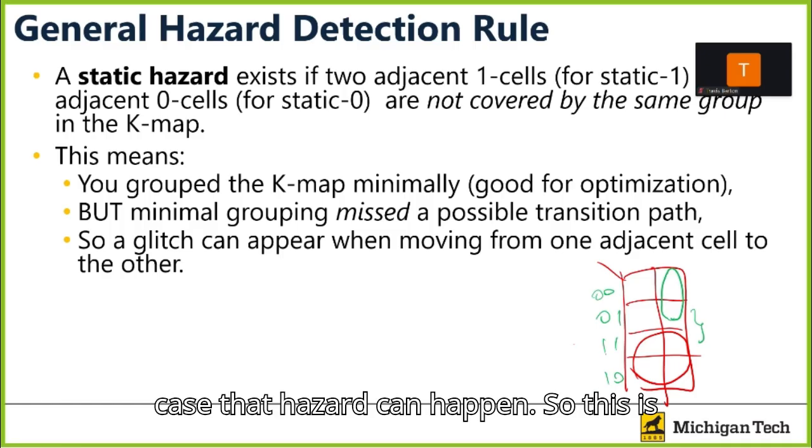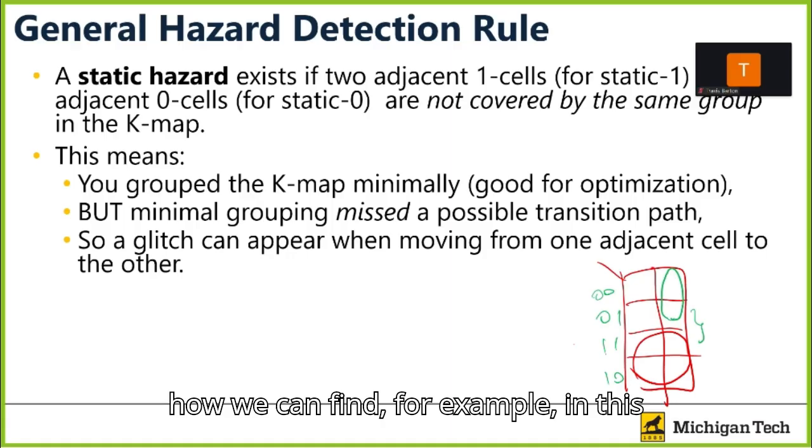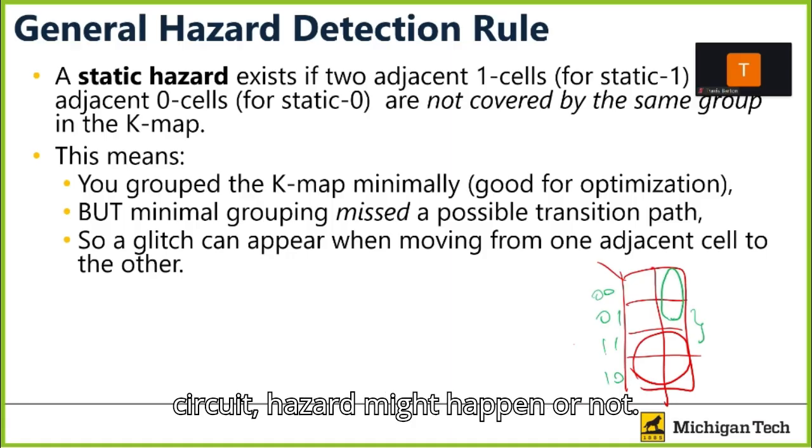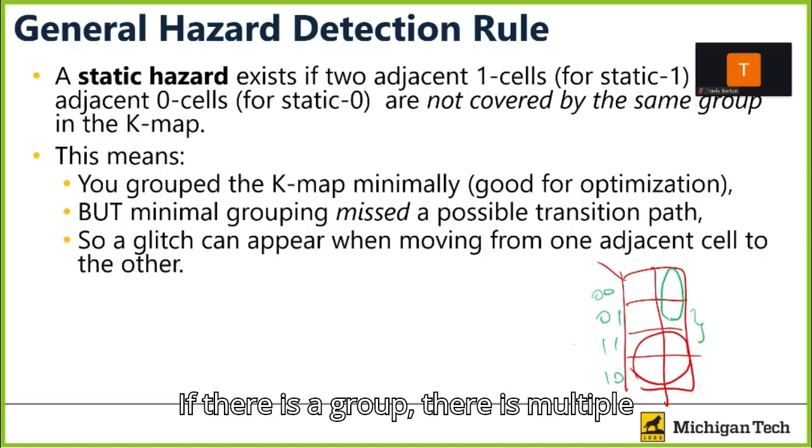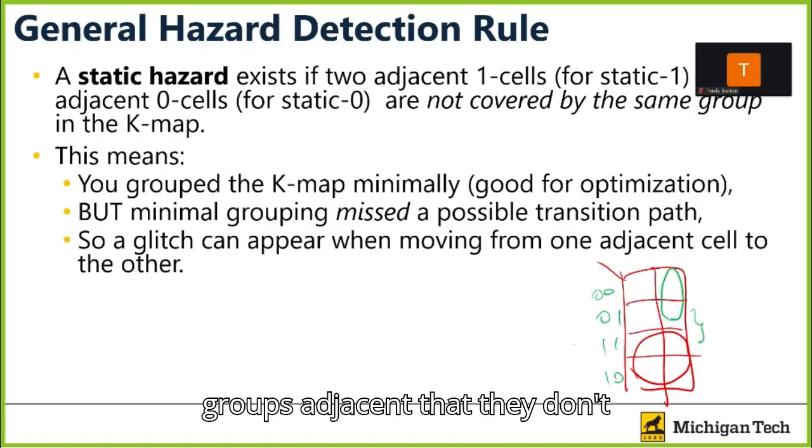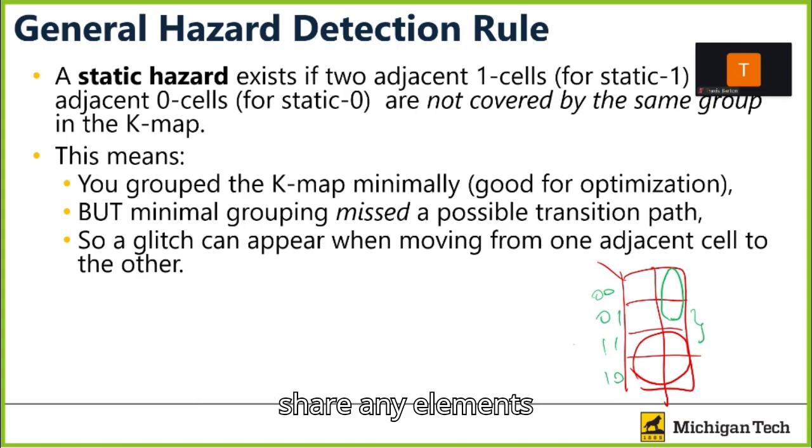This is the case that hazard can happen. So this is how we can find, for example, in this circuit, whether hazard might happen or not. If there are multiple groups adjacent that don't share any elements between them, this might cause hazard. So how can we fix it?